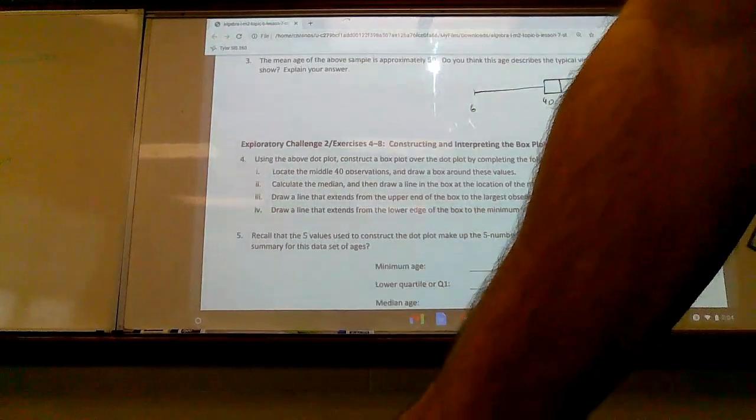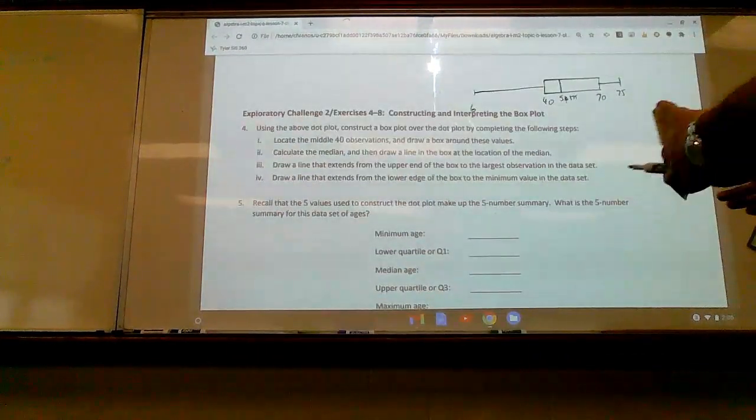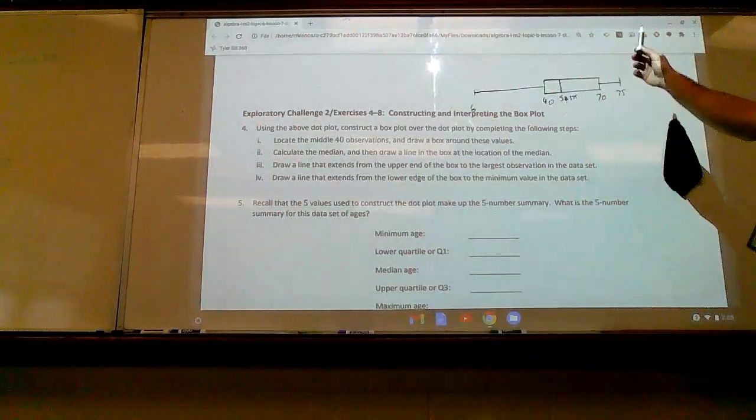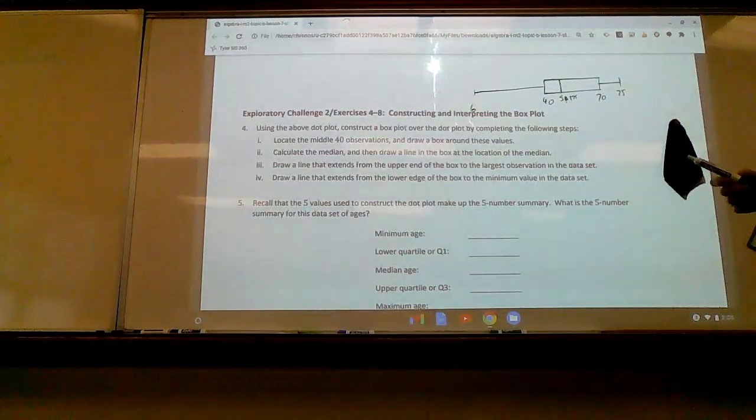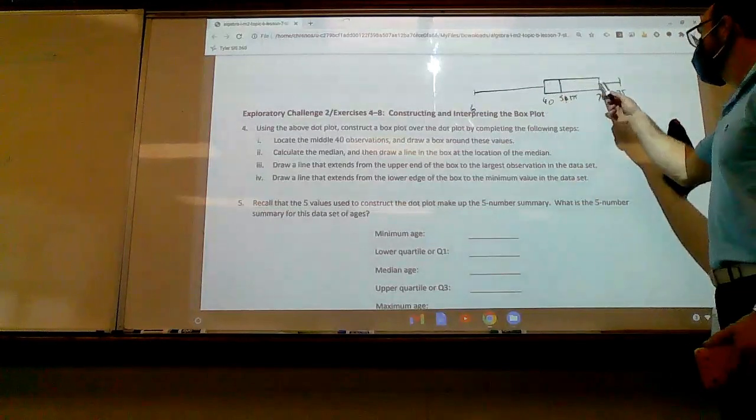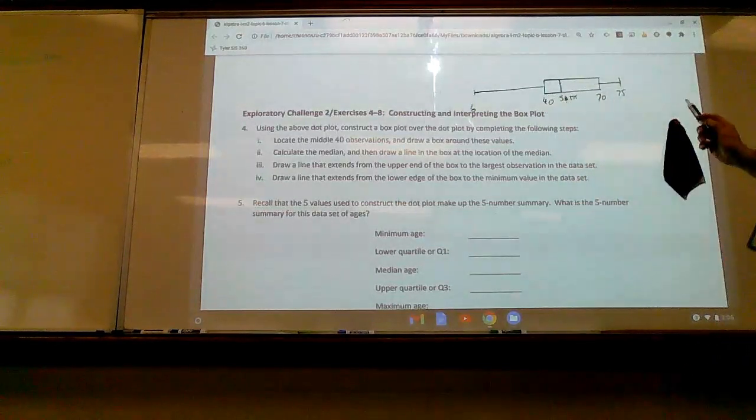Okay, so I drew the box and whisker. It's asking us here to draw it. Okay, well, we already did this. So using the above dot plot, construct a box plot. And they're calling it a box plot. It's a box and whisker. Whisker, box, whisker, just so you know.